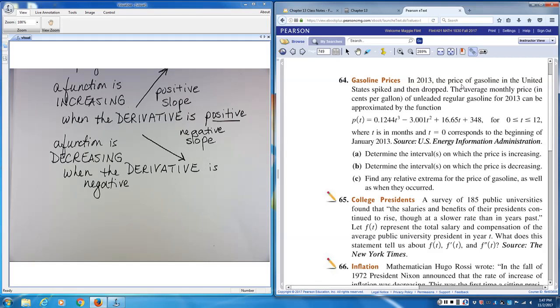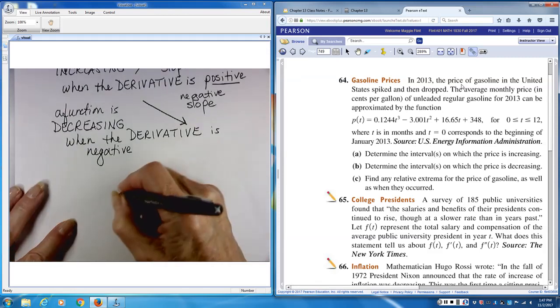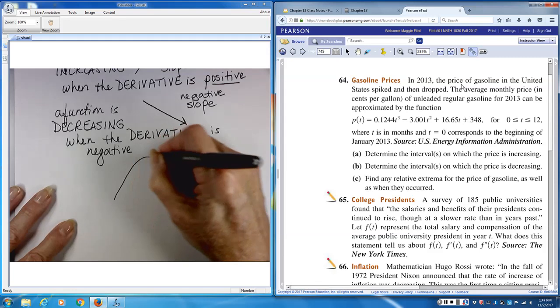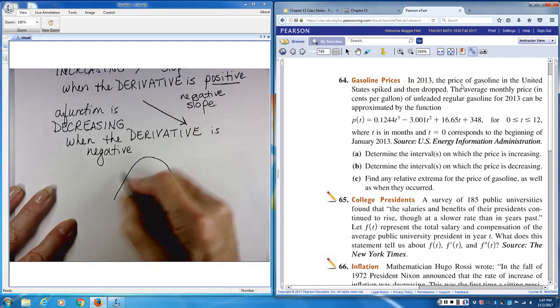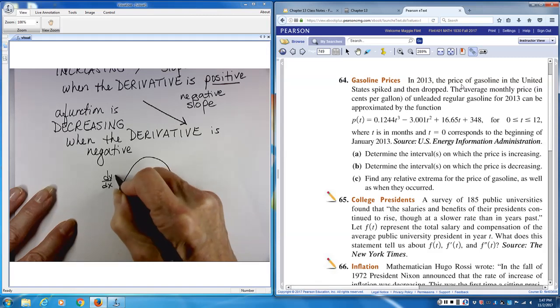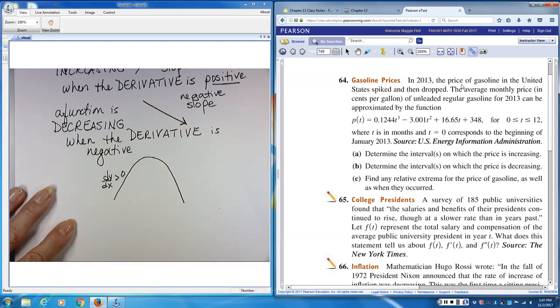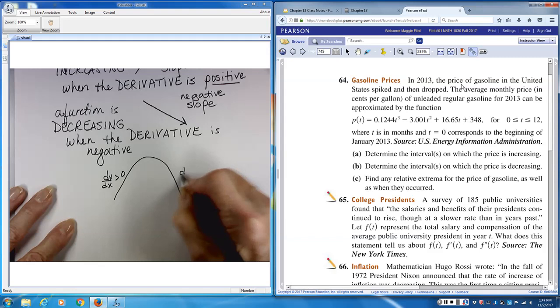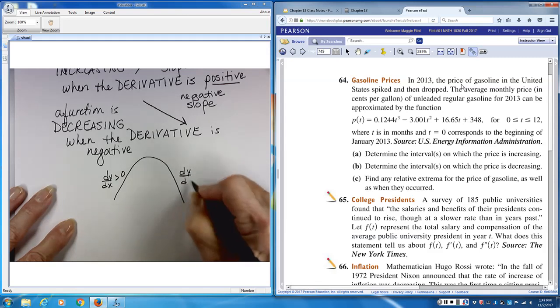Okay? What happens, and I'm going to draw a real simple function here for you. What happens if this is my function? What's the derivative here? Is it positive or negative? Okay, so it's greater than 0. What about the derivative over here?